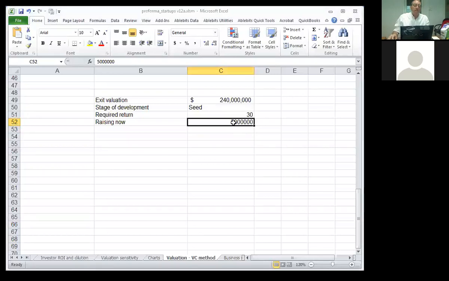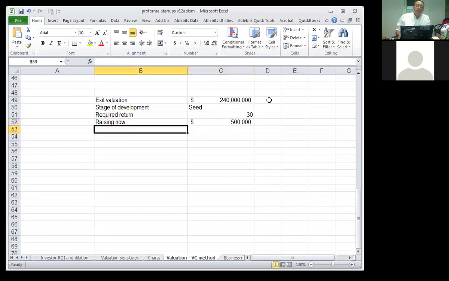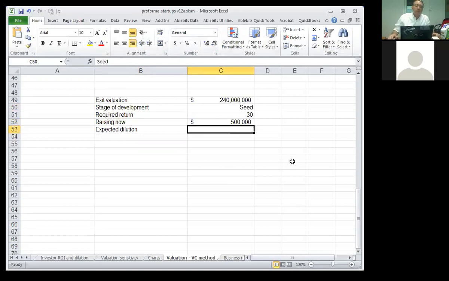Okay, so you're raising 500,000 now. Now we know we have all the information we need to value your company today. Now I'm going to add in one more parameter, which is expected dilution, because by how much do you think my investment is going to be diluted by the time we get to exit? Another 30%, at least.